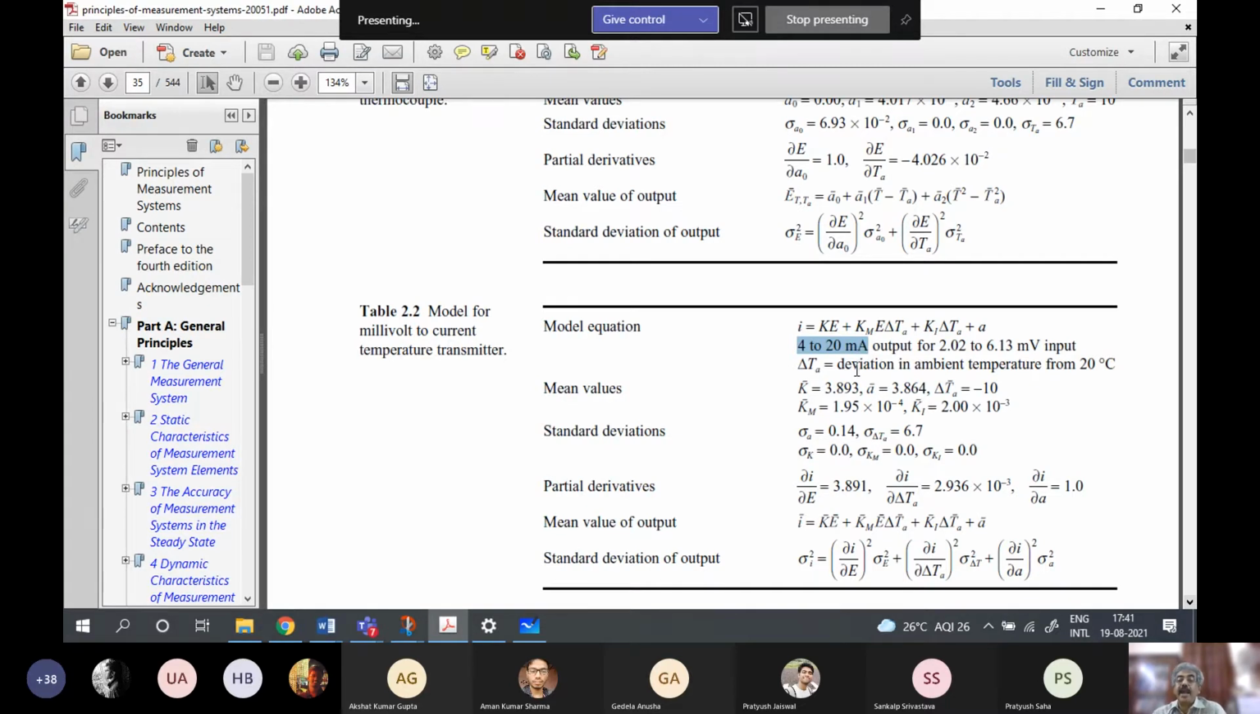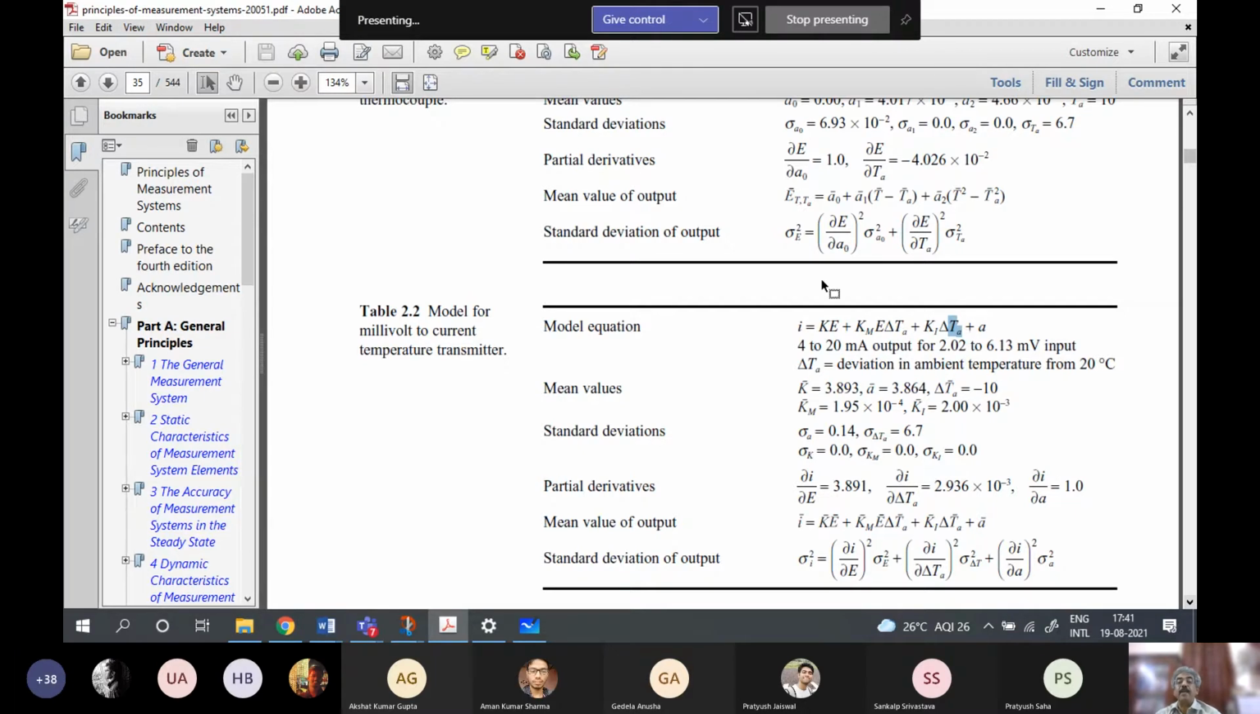From there, you can see that this delta TA is again acting both as a modifying input, because it is Km, Im, I, and also as an interfering input. So the same ambient temperature is acting for the current transmitter as interfering and modifying. So you can do the same analysis again.